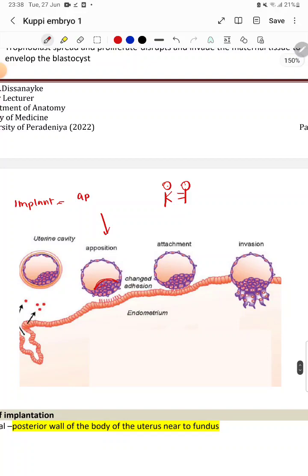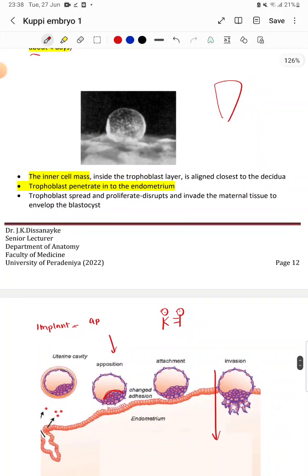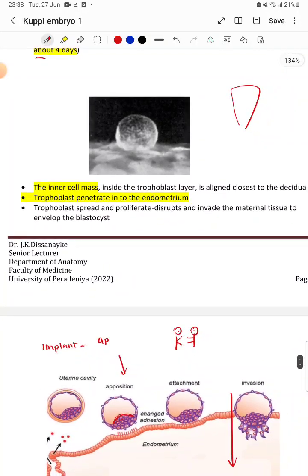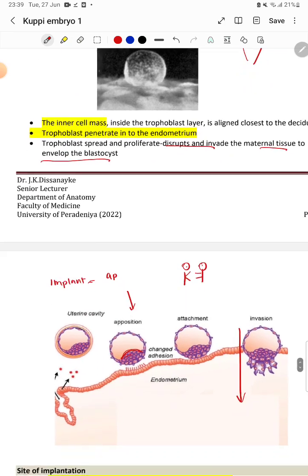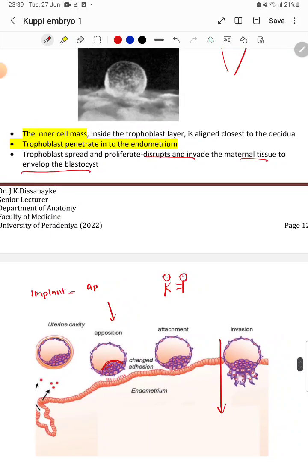So invasion is where it actually invades through the endometrial tissue, or the maternal decidua, and sort of tries to get itself inside, and then the other stages will happen after. So it disrupts and invades the maternal tissue, and this helps to end up enveloping the blastocyst within all this maternal decidua. So yeah.